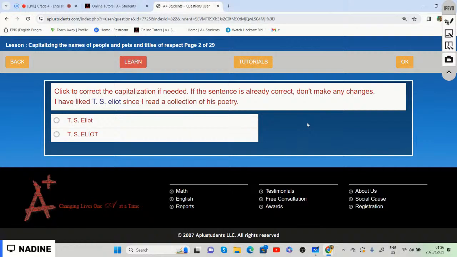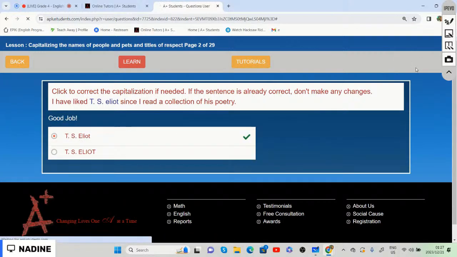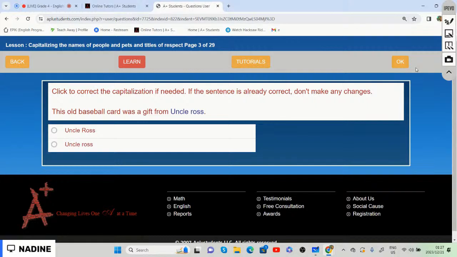If we choose the correct initial and surname, we're going to choose the first option, which is T capitalized, S capitalized, and only the first letter of the surname, Eliot, we capitalize. Well done. That one is correct.